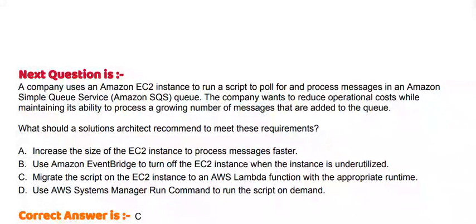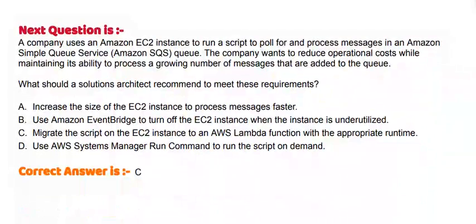Option A. Increase the size of the instance to process messages faster. Option B. Use Amazon EventBridge to turn off the EC2 instance when the instance is underutilized. Option C. Migrate the script on the EC2 instance to an AWS Lambda function with the appropriate runtime. And option D. Use AWS Systems Manager Run Command to run the script on demand. And the correct answer is option C.